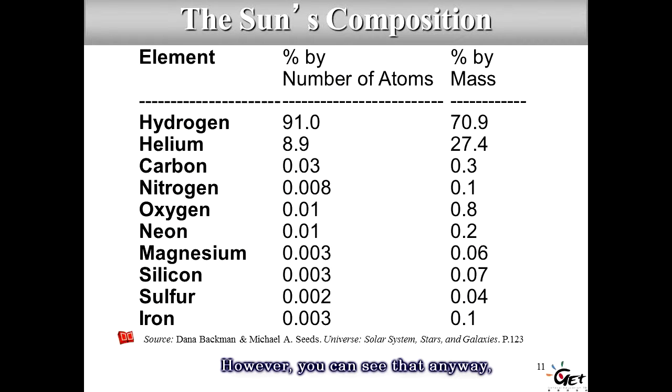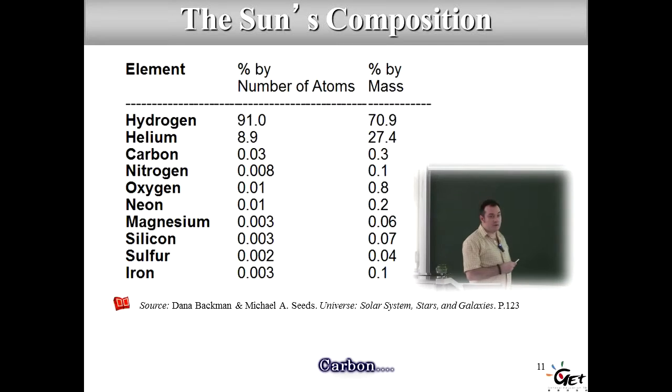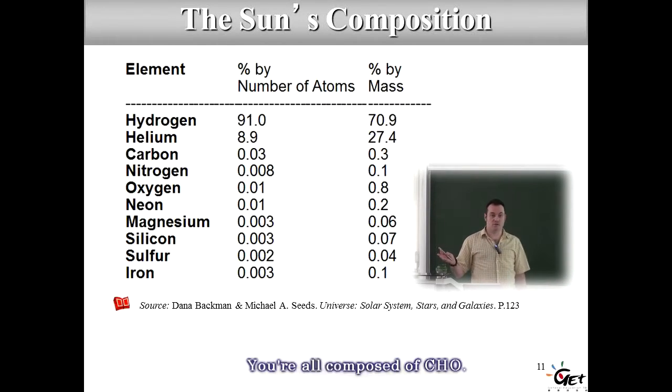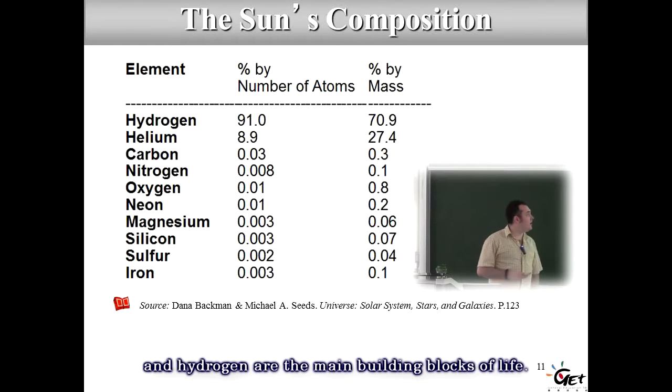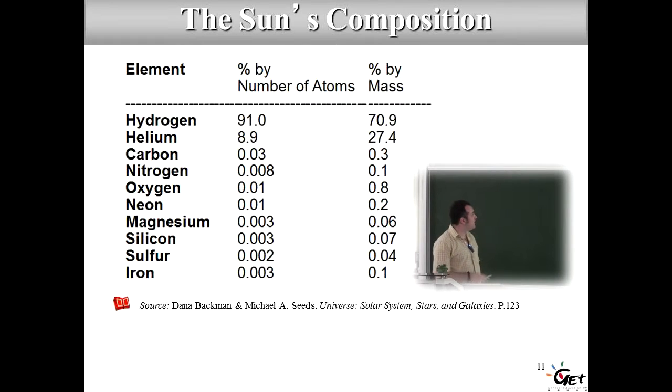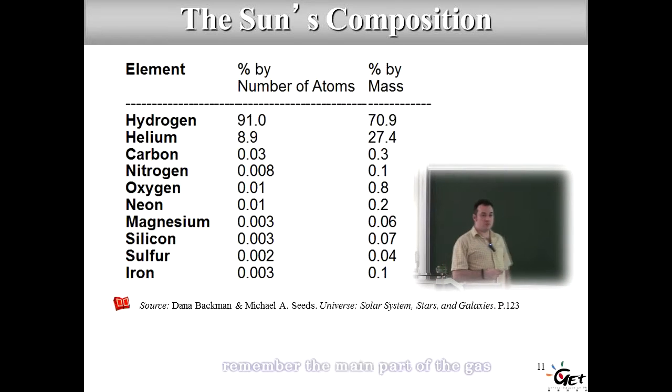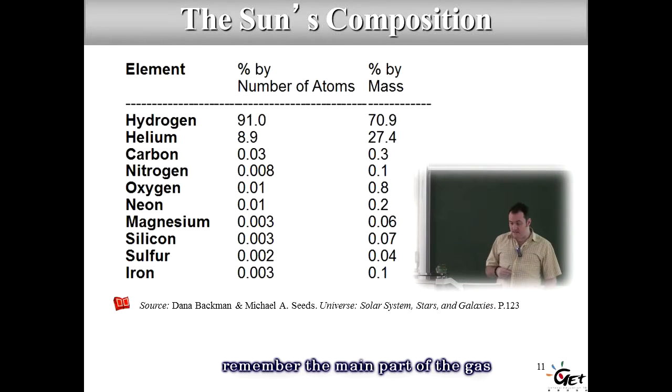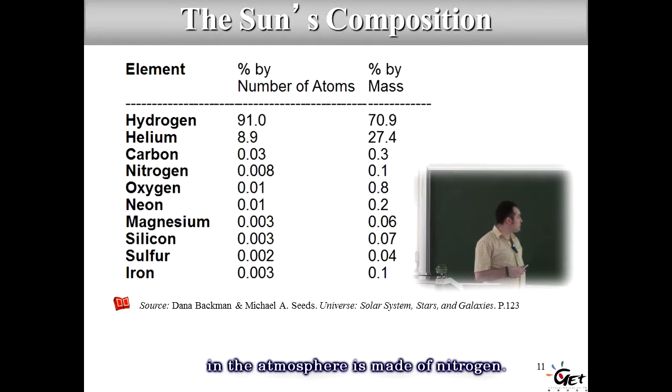However, you can see that those elements are very minor. Their total represents a few percent of the total amount of elements in our sun. But some of them are very important for us. Carbon: we are all CHO. You are all composed of CHO. Carbon, oxygen, and hydrogen are the main building blocks of life. H2O, water: so you need hydrogen and oxygen. Nitrogen: you remember the main part of the gas in the atmosphere is made of nitrogen.